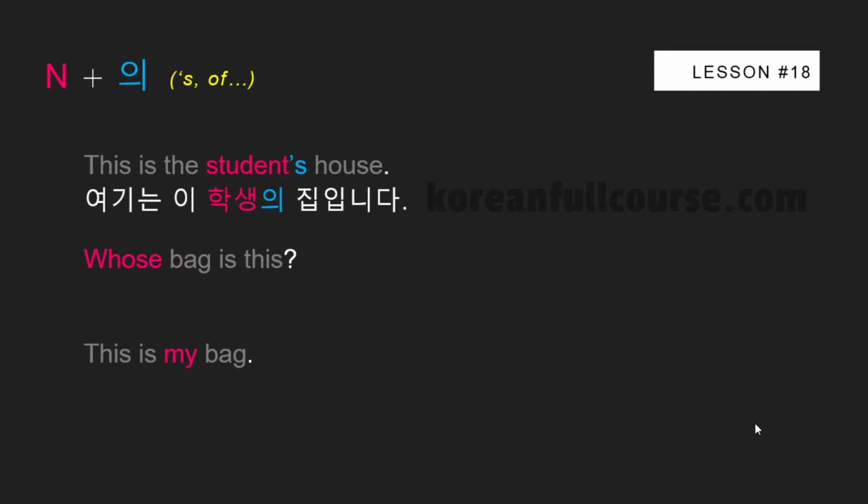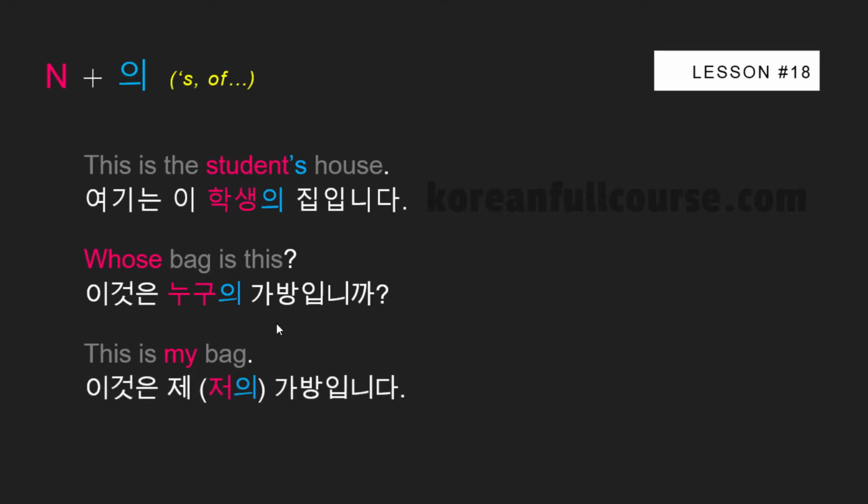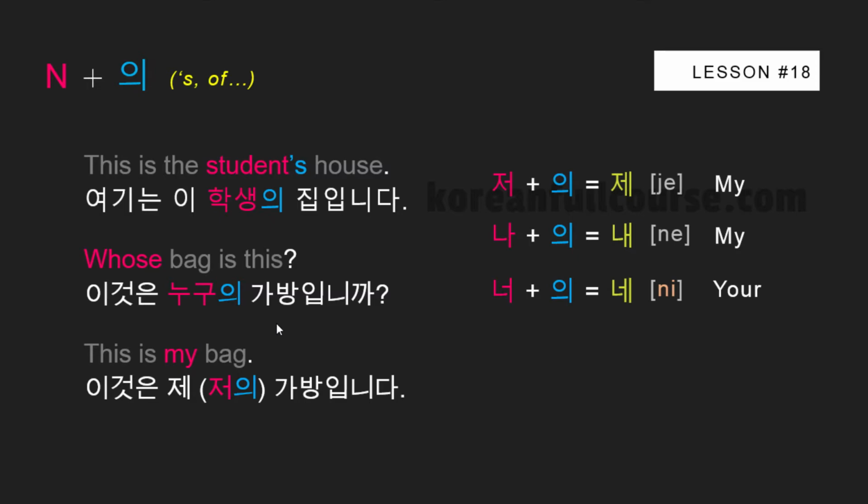Whose bag is this? 이것은 누구의 가방입니까? This is whose bag? This is my bag. 이것은 제 가방입니다. 제 is a contracted form of 저의. These are contracted forms for pronouns 저, 나, and 너. I, I, and you. 저 is a polite version of 나. Use 나 only when you talk to close friends and kids.